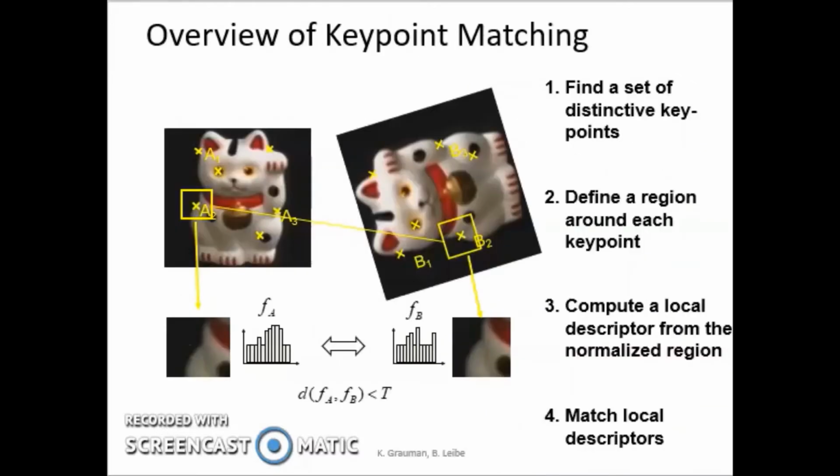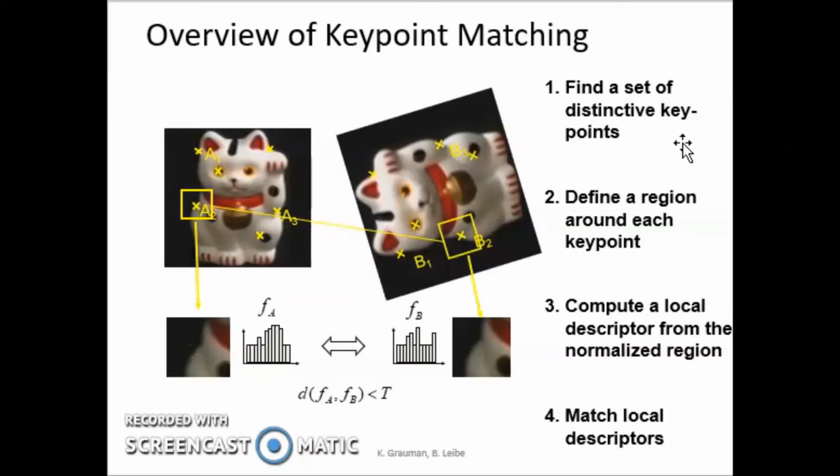This slide gives an overview of how the key point matching can take place. As we can see, there are several steps involved in implementing this entire procedure. First of all, we find a set of distinctive key points, and this is done by the extraction of the interest points, as we have seen in the previous slide. And then after we have found the distinctive key points, we define a region around each key point.